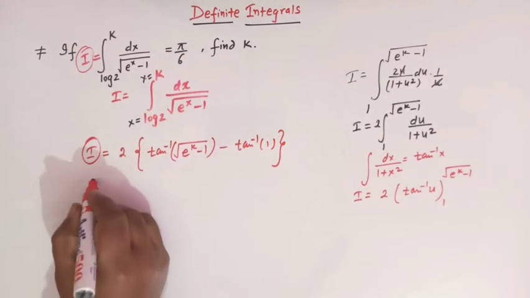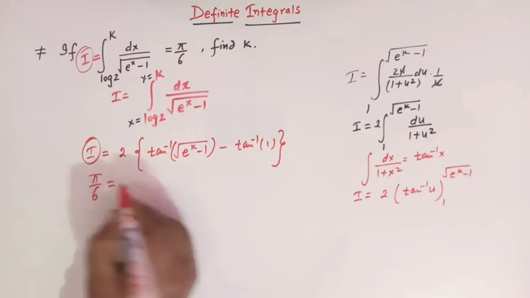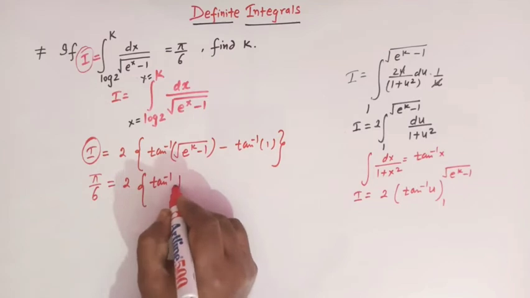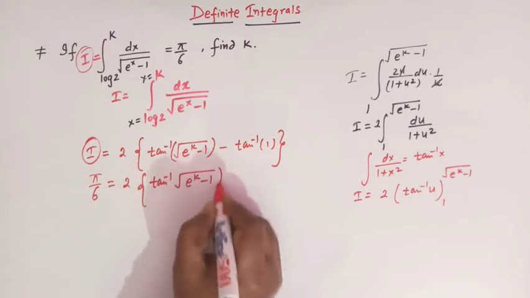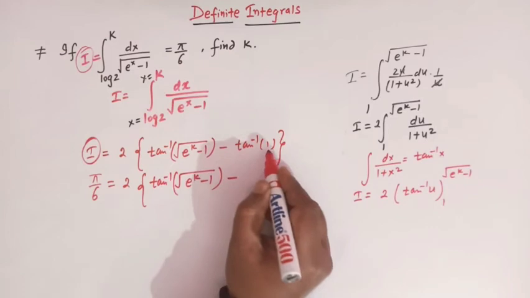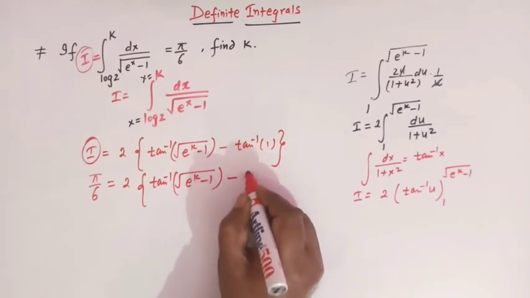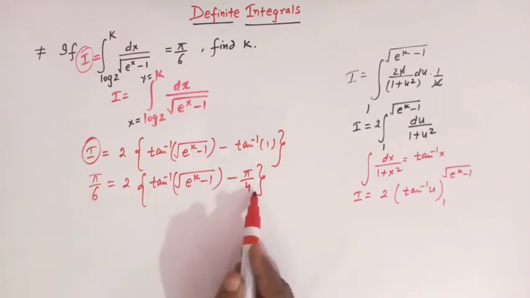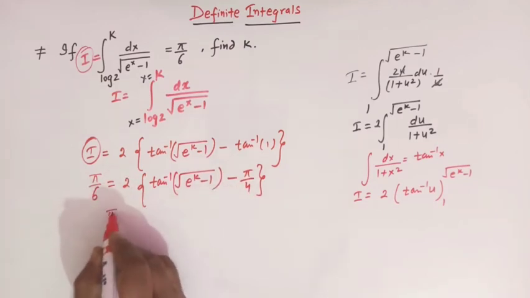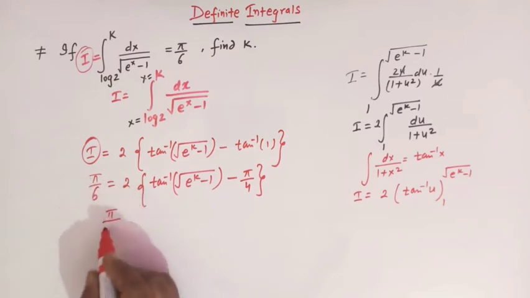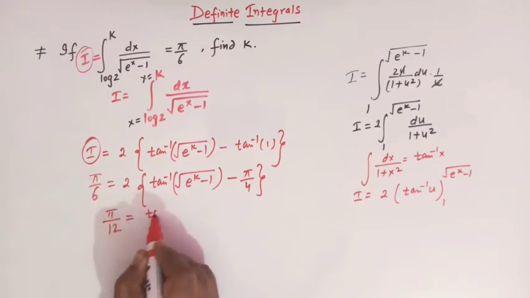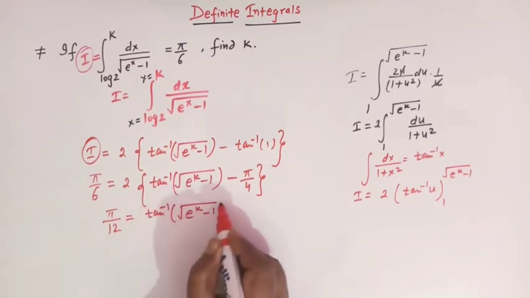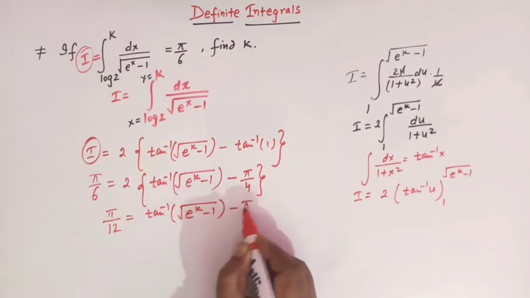Now we know that the value of the integral I is given to be pi over 6. So we can write pi over 6 is equal to 2 times tan inverse square root of e raised to k minus 1 minus tan inverse 1, and tan inverse 1 is equal to pi over 4. Now we have to simplify this expression. So this can be written as pi over 12 is equal to tan inverse square root of e raised to k minus 1 minus pi by 4.